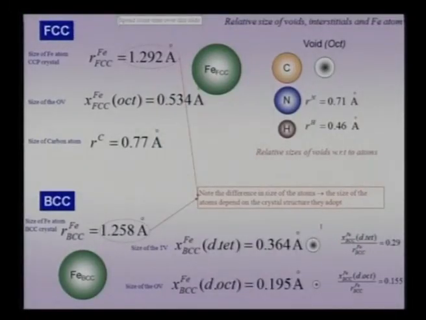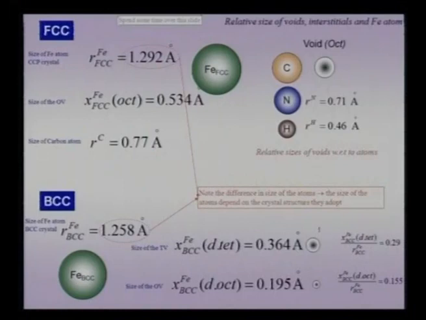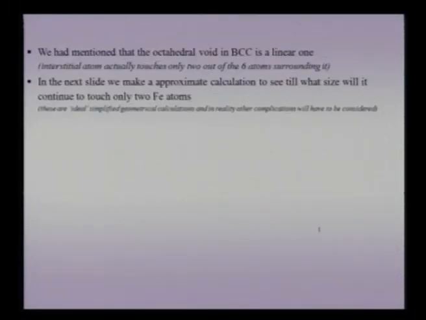While if it sits in the tetrahedral void, it is actually touching all the 4 atoms, and as the carbon atom is bigger than the tetrahedral void, it will be actually pushing 4 atoms outward. So, the distortion it causes to the lattice, and hence the energy it causes to the system, is larger if the carbon atom tries to sit in the tetrahedral void, while if it is in the octahedral void, it can only push out 2 atoms and try to make space for itself.